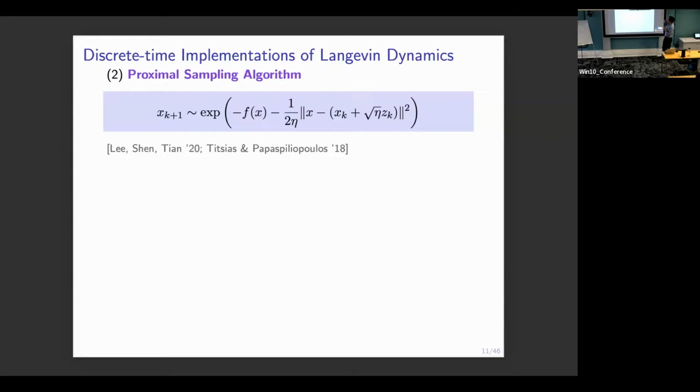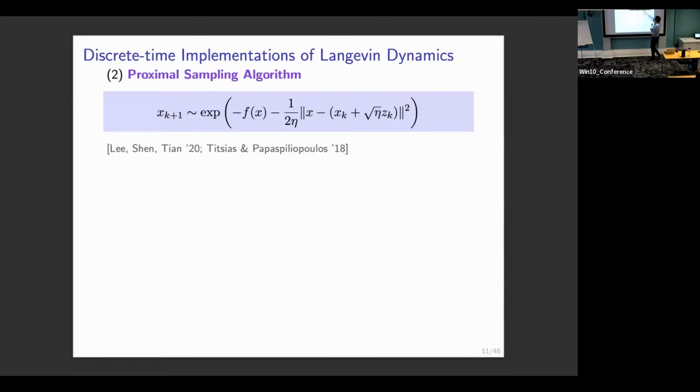So we want to sample from e to the minus f. We're at iterate xk. From xk, let's add a small Gaussian, so independent Gaussian with covariance eta. And then once we have this point, we want to sample the next point, xk plus 1, from a distribution whose density is proportional to this exponential. So we should normalize here over x. There is proportionality over x here. Right? So this looks strange.